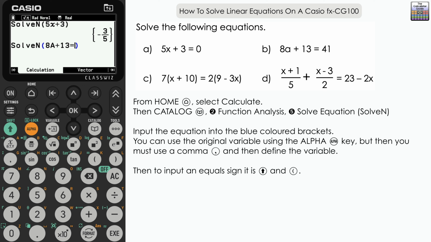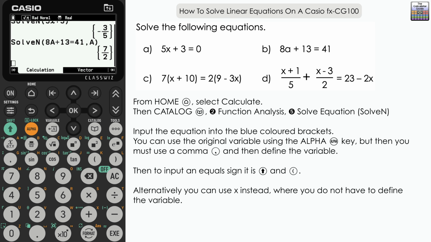If we have any variable other than x, we have to define that for the calculator. And the way that we would do that is to put a comma in here, and then alpha and A again to input the variable. Solve 3a plus 13 equals 41 for the variable a. Press execute. We've got the warning again, and the answer is there, 7/2.